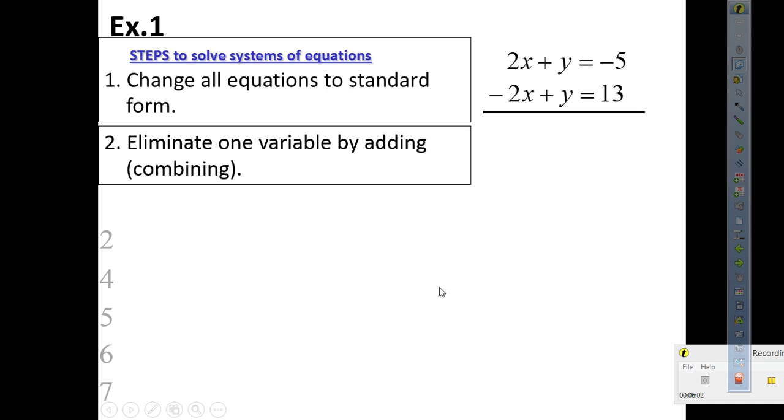Do you see it now? For those of you that don't see it, we're going to combine these two together. So what is 2x minus 2x? What is y plus y? What is 13 minus 5? Copy that, please.